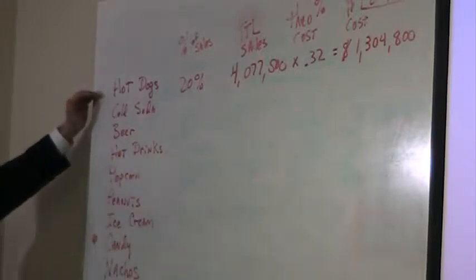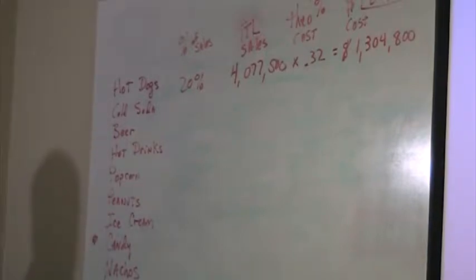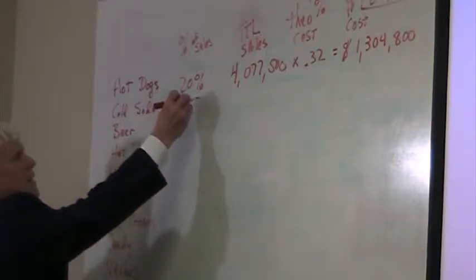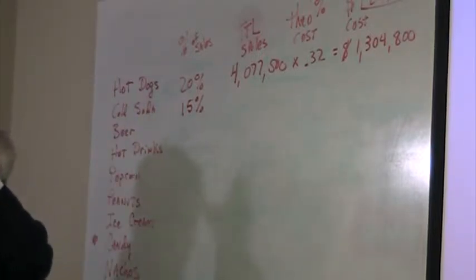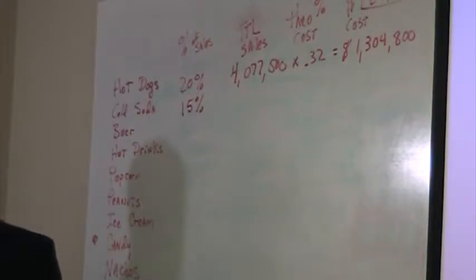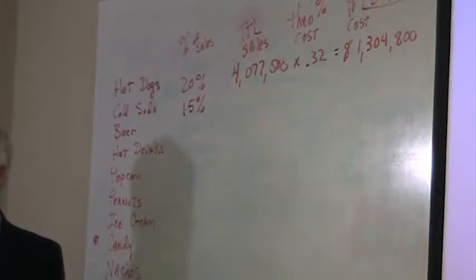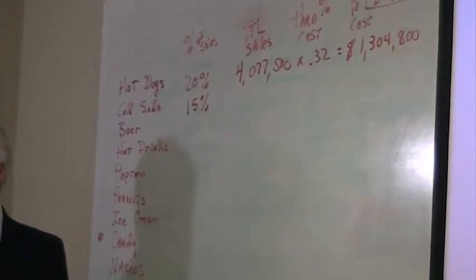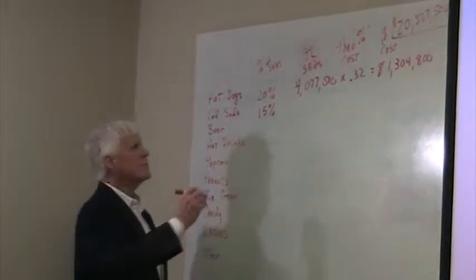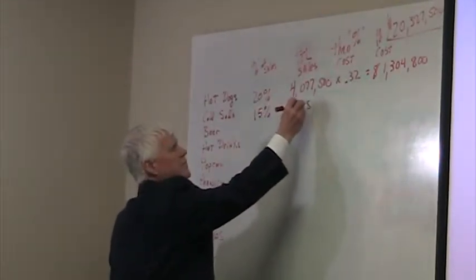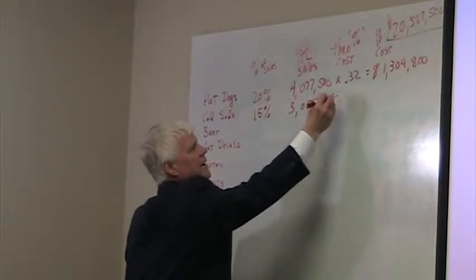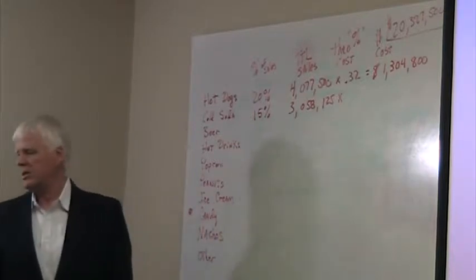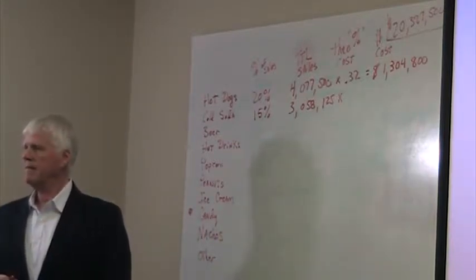All we're going to do is repeat this process all the way down the line. So what are cold sodas? 15%. So what's 15% of 20 million? $3,058,125. And what is the theoretical cost of beverages? 11%.